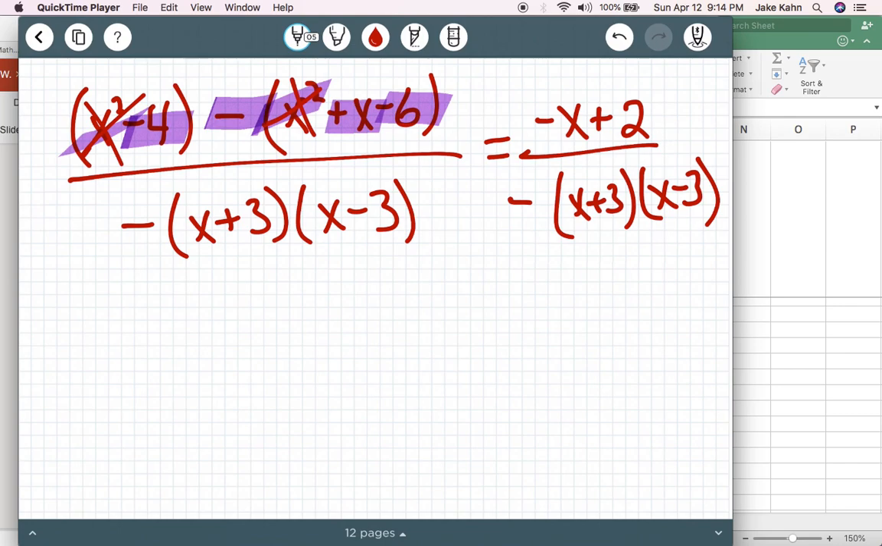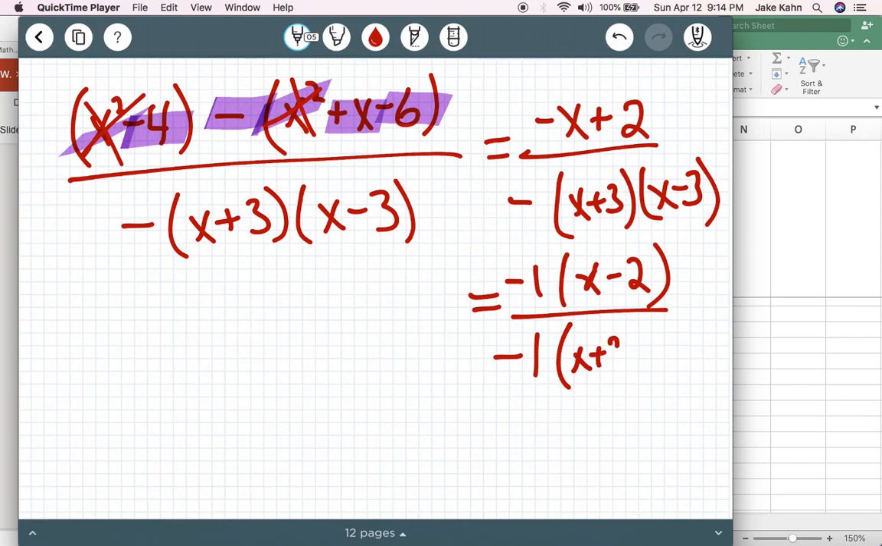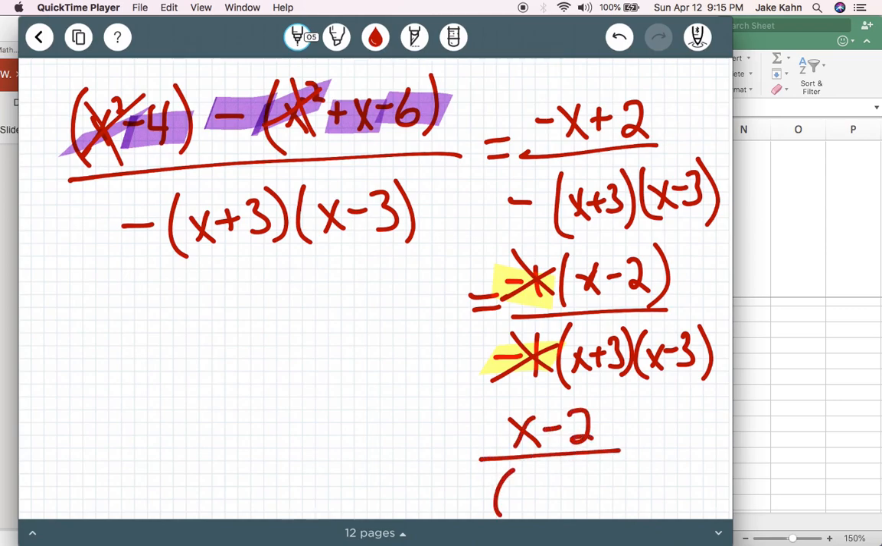We're going to do one more thing here to cancel out something on the top and bottom, and then we'll be finished. Because I don't like negative x, I'm going to take out a negative 1 on top, which will leave me with positive x minus 2 in parentheses. And on bottom, I still have negative 1 times x plus 3 times x minus 3. Negative 1 over negative 1 cancels out to be positive 1. So I am left with, for my final answer, x minus 2 over x plus 3 times x minus 3.